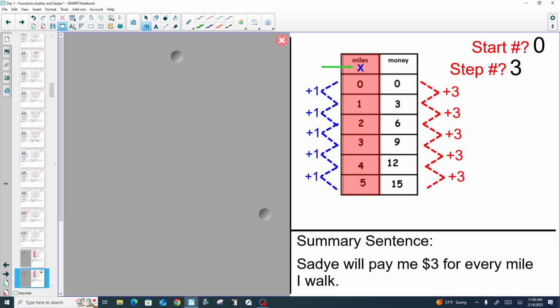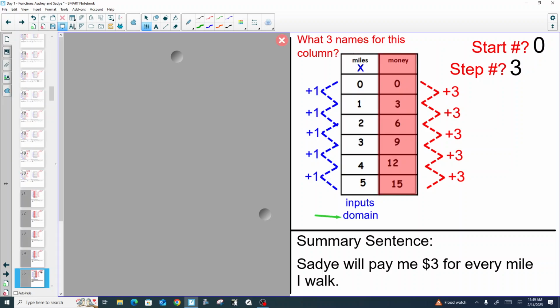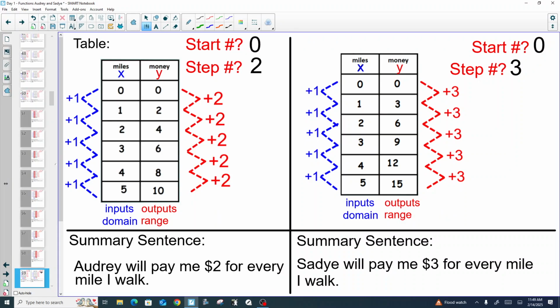What's the next thing that we could call the X column? No, the X column. Inputs. So could you put inputs down there? And then there was one more name. Domain. Domain is all of my X's together. What's the money column going to be called? Y. Or? Outputs and range. So make sure you get that one down, and then quite frankly, your page should look just like my page, and we're halfway through.